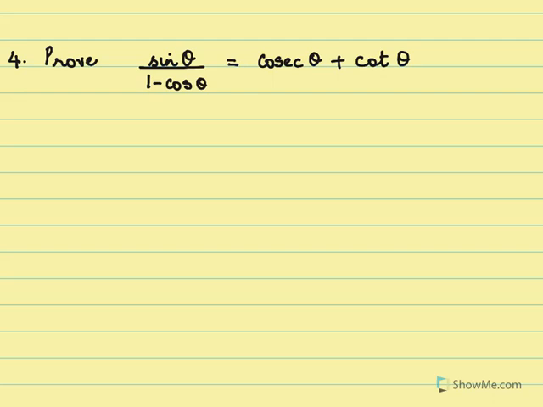Okay, now we need to prove sin theta over 1 minus cos theta equal to cosec theta plus cot theta. The sum is a little different, a different type of sum. So here we have 1 minus cos theta. I'm going to multiply it by 1 plus cos theta. So you got to write in the statements, multiplying the numerator and the denominator by 1 plus cos theta.